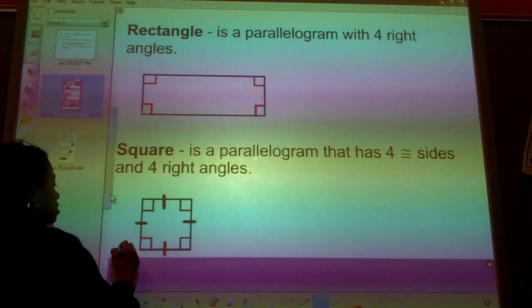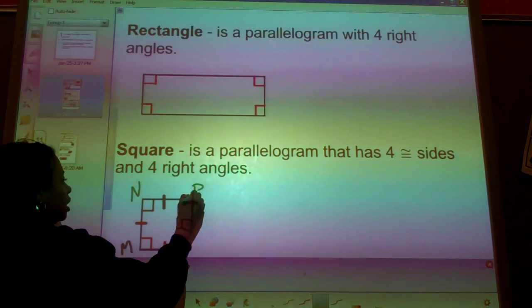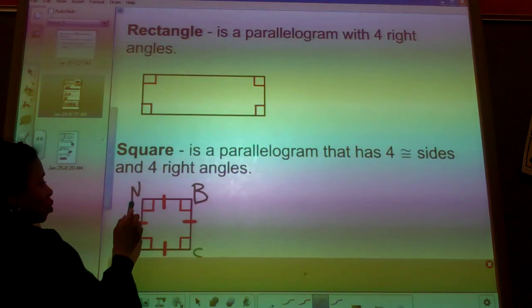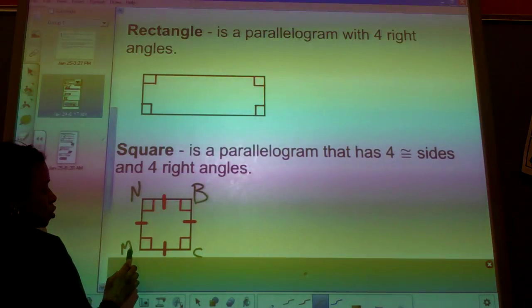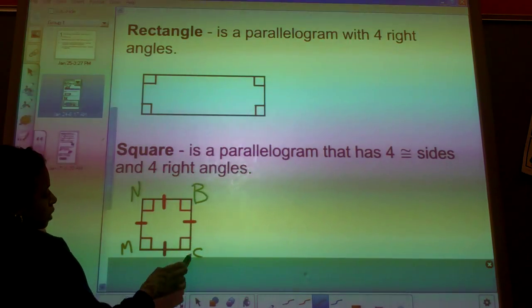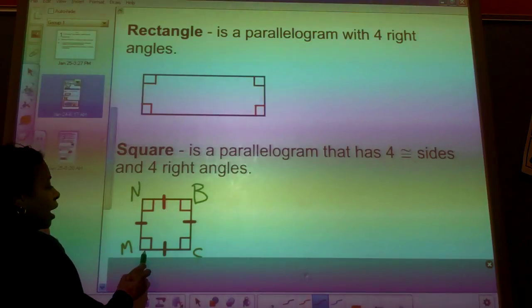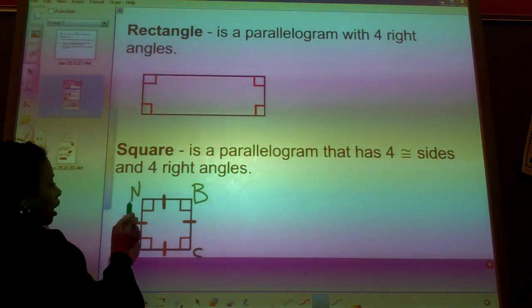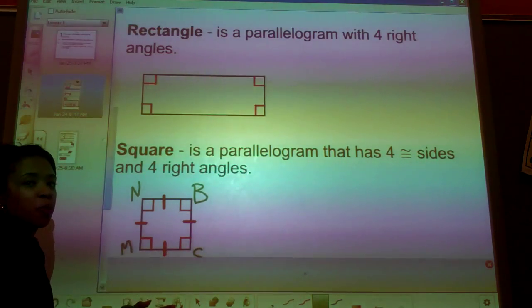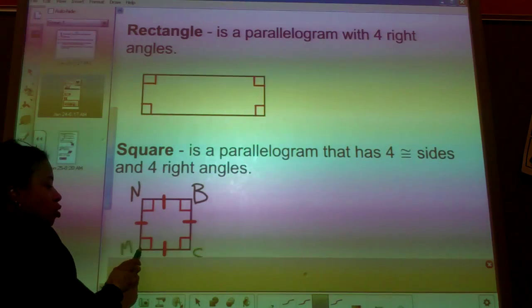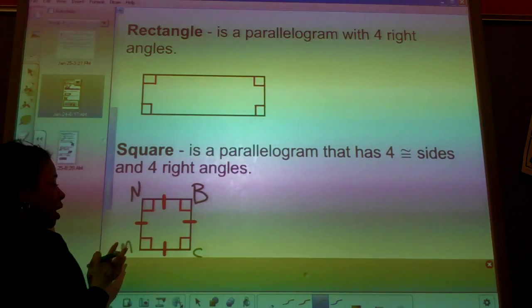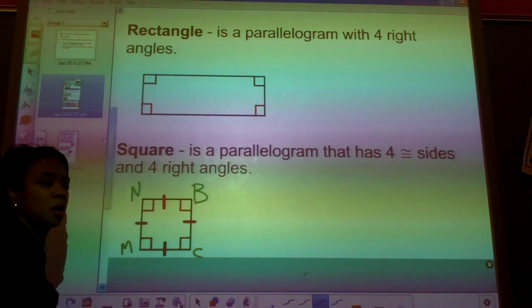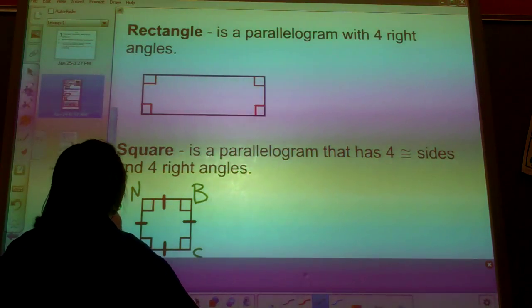Again, what's special about the square is all four of the side lengths are congruent to one another. So this is M, N, B, C. That means that MN is congruent to NB, MN is congruent to MC, MN is congruent to BC, and so on and so forth. Angle M is congruent to angle B because it's a parallelogram, and angle N is congruent to angle C. But what's so special about this, angle N is also congruent to its consecutive angle, next to angle M. So N and M are both congruent to one another on a square. Right?